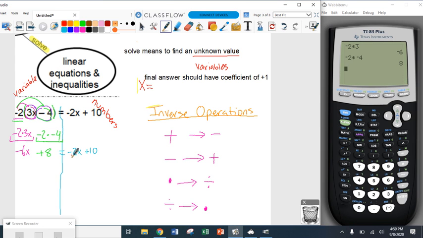So here, this negative sign means subtraction. Since I see subtraction, I do the opposite, which is addition. So here is minus 2x; I'm going to add 2x. What I do to one side, I have to do to the other. So I add 2x to both sides.